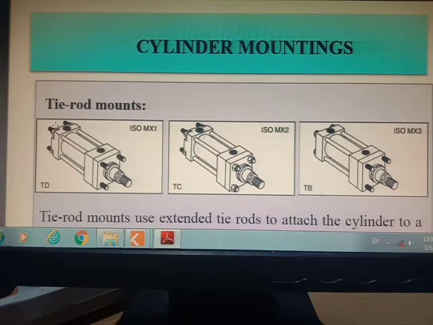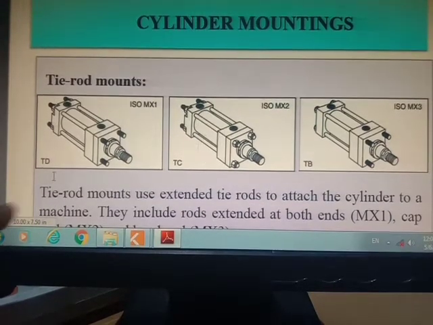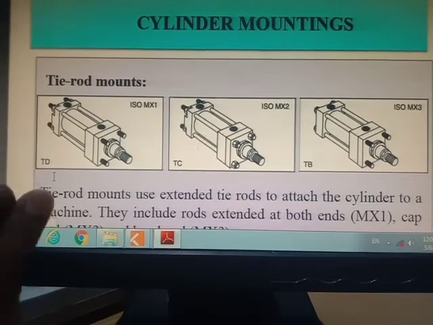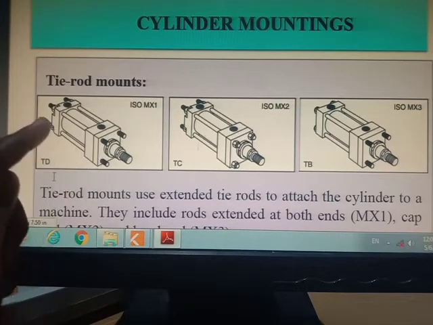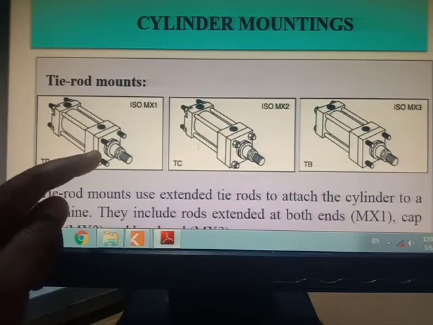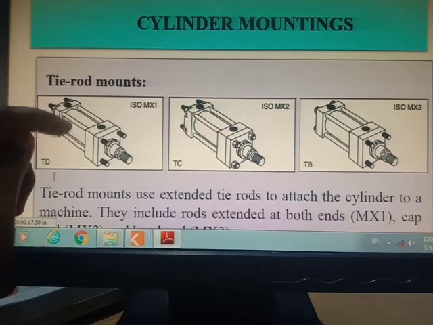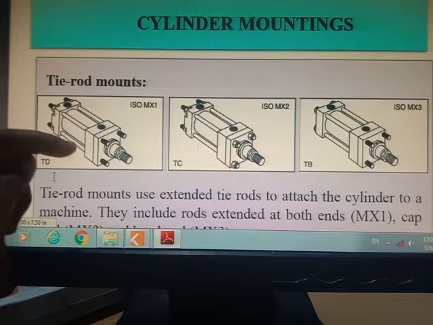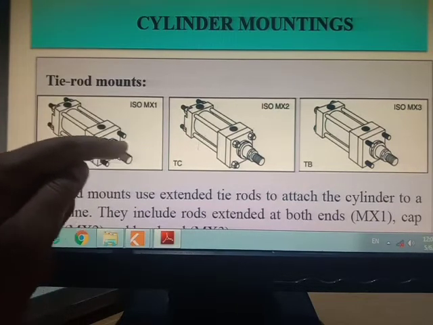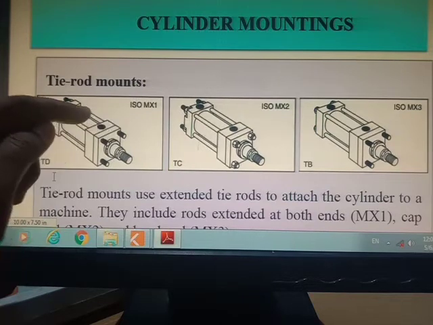Another type of mounting is known as cylinder mounting, right? In cylinder mounting, another type is known as the tie rod mountings. Tie rod means what? You can see here in this figure, there are the two ends of the hydraulic cylinder. This end is known as the rod end, and this end is known as the cap end. The cap end and rod end are joined with the help of rods. You can see this is one rod, this is the second rod, this is the third rod, and here will also be a fourth rod. These rods are known as the tie rods.